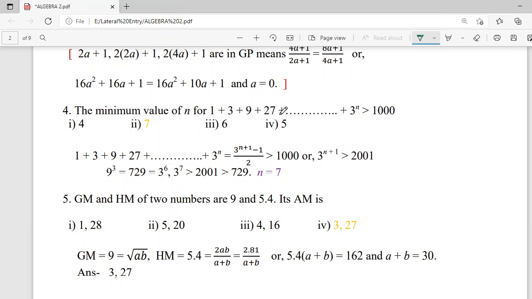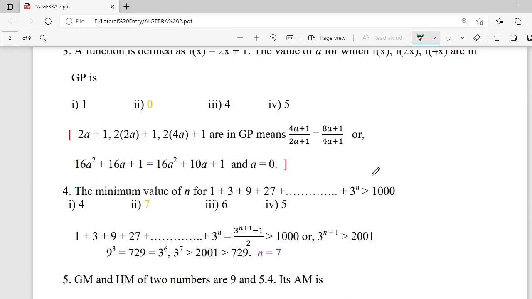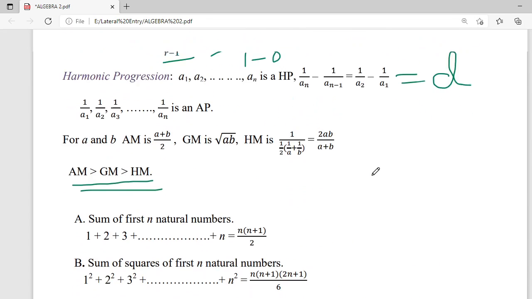Then the minimum value of n for which 1 plus 3 plus 9 plus 27 plus up to 3 to the power n is greater than 1000. So how will you find it? This is a GP: 1 plus 3 plus 3 squared plus 3 cubed. So this is a GP. So you go to the definition of its sum.